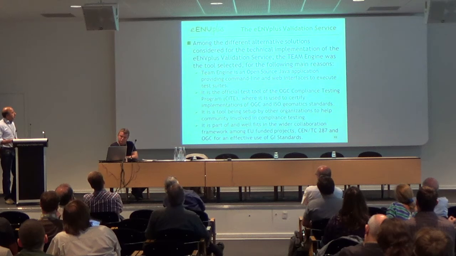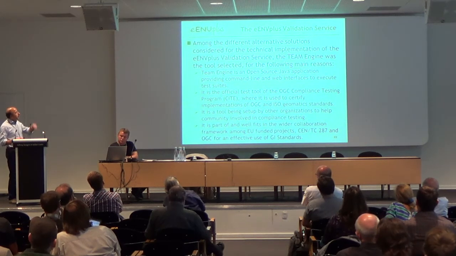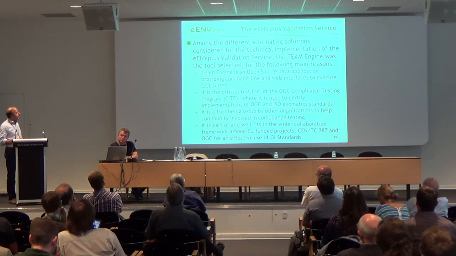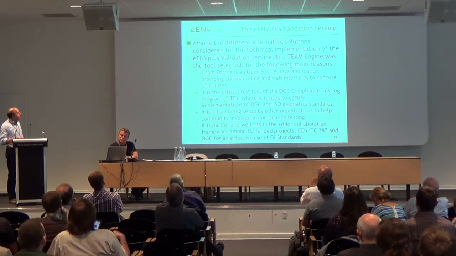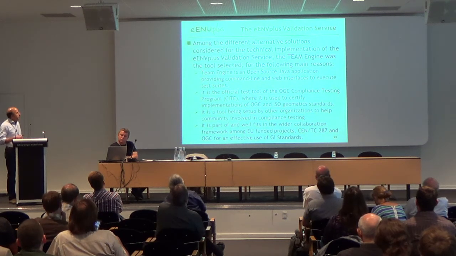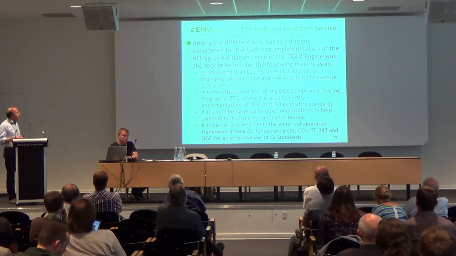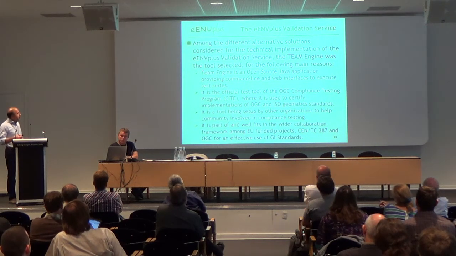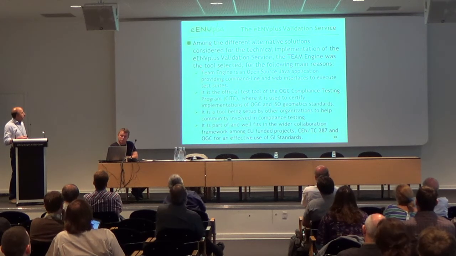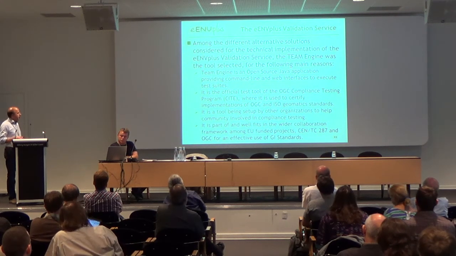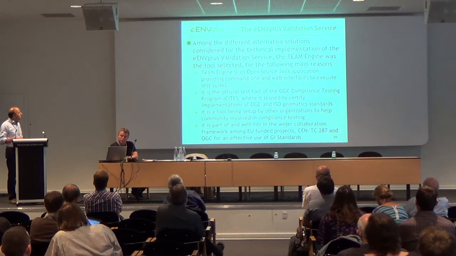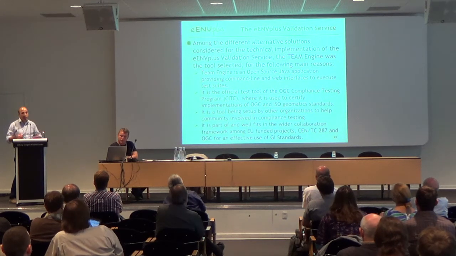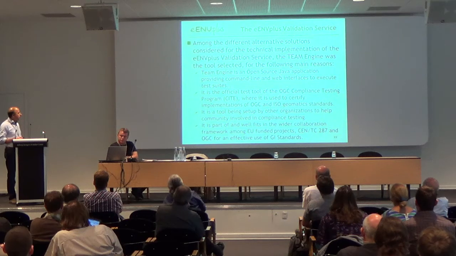And just the last two slides to conclude. Among the different alternative solutions considered for this implementation, why did we select Team Engine? Because in our opinion, Team Engine is an open source Java application provided with a command line, so customizable. It is the official test tool for the OGC CITE program, where it is used to certify many other standards. It is a tool being set up by other organizations to help the community involved in compliance testing, so we can benefit from the collaborative work.